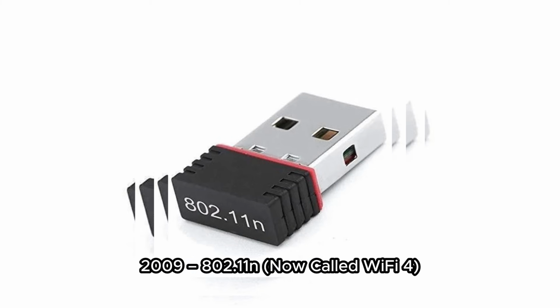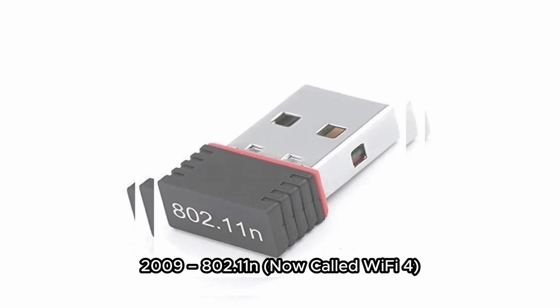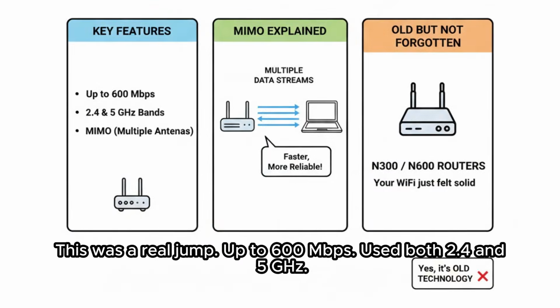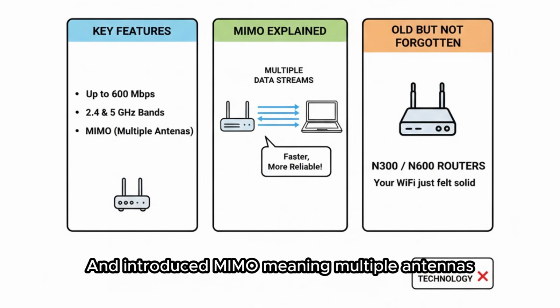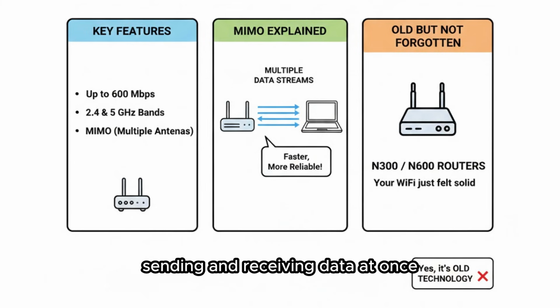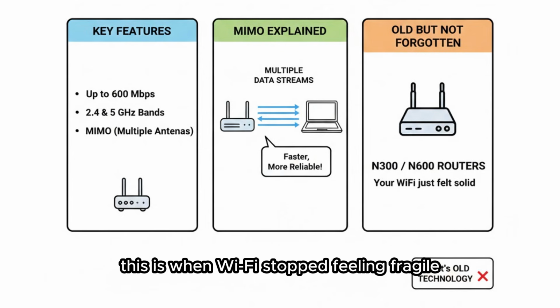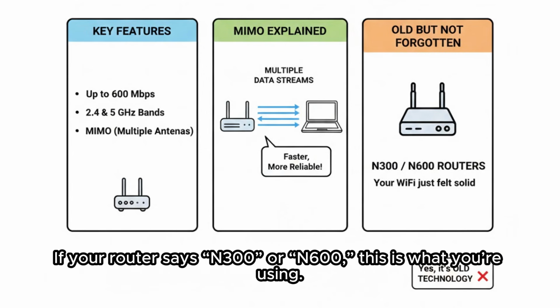2009, 802.11n, now called Wi-Fi 4. This was a real jump, up to 600 megabits per second, used both 2.4 and 5 gigahertz, and introduced MIMO, meaning multiple antennas sending and receiving data at once. Instead of one stream of data, you had multiple streams. This is when Wi-Fi stopped feeling fragile. If your router says N300 or N600, this is what you're using, and yes, it's old.